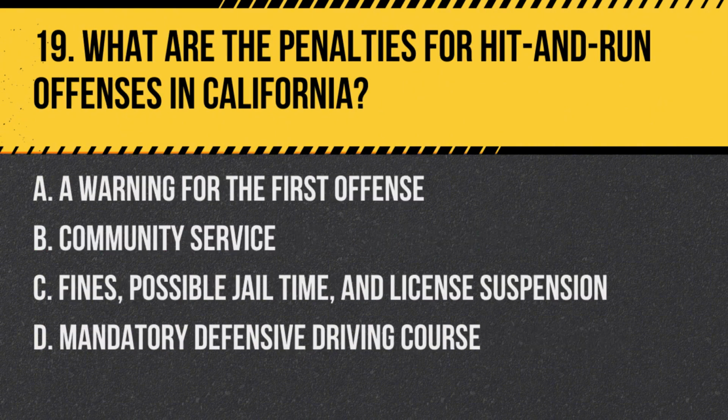Question 19. What are the penalties for hit-and-run offenses in California? A. A warning for the first offense. B. Community service. C. Fines, possible jail time, and license suspension. D. Mandatory defensive driving course. Answer. C. Fines, possible jail time, and license suspension. Hit-and-run offenses carry severe penalties, including fines, incarceration, and losing driving privileges.